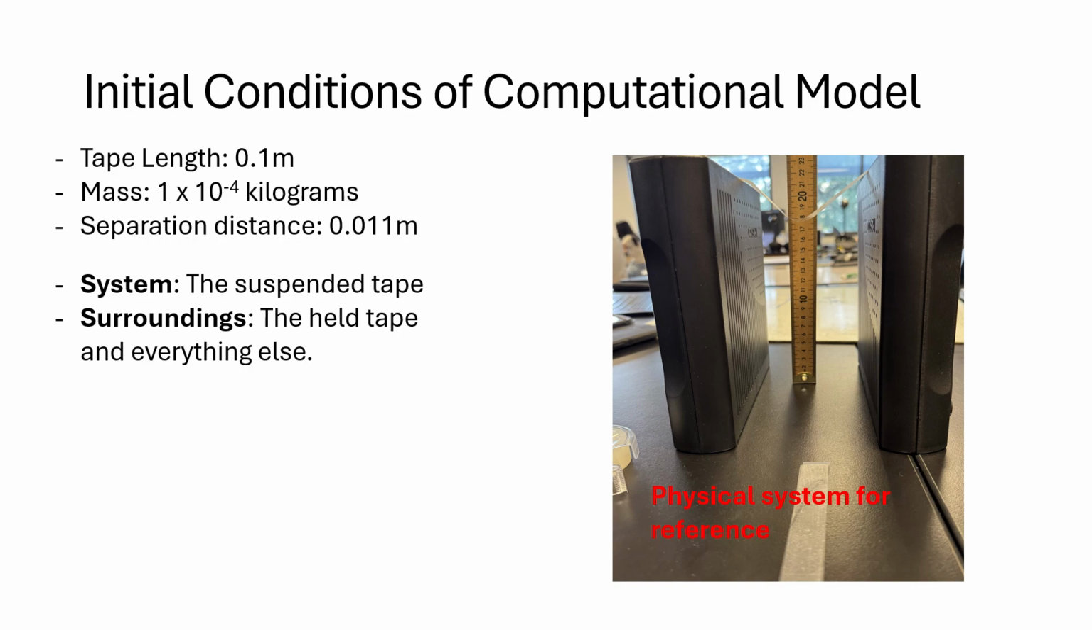The dimensions of the tape are shown here, with the suspended tape having a mass of 0.1 grams. One charged tape was placed at the separation distance required to levitate the suspended tape, which is 1.1 centimeters. The system is the suspended tape, as we are measuring the effects of the electrostatic force and the weight force on the tape. The surroundings consist of the held tape underneath and everything else.